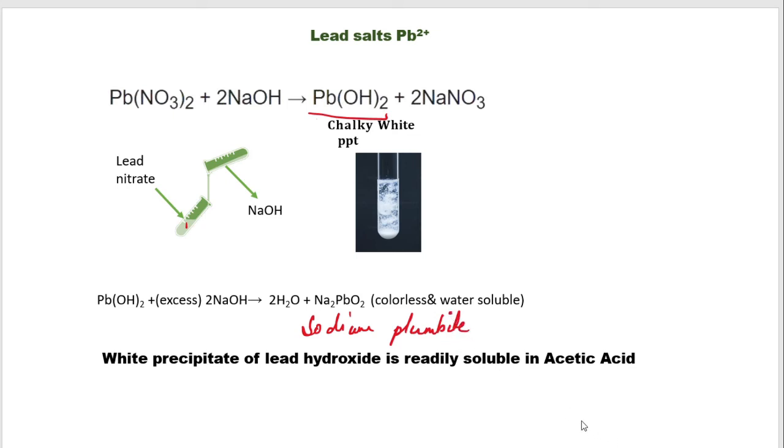Now, just as we have identified metals using NaOH, we can easily identify the metal using ammonium hydroxide.